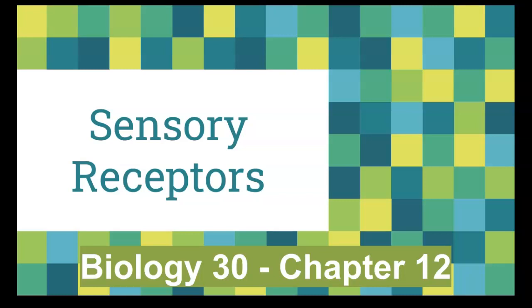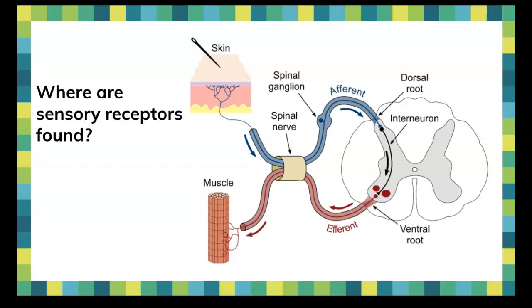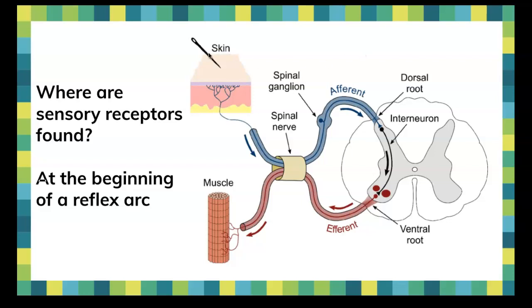So in this video, we're going to be talking about all of the different sensory receptors. I wanted to remind you what a sensory receptor is and where we find it. In chapter 11, we talked about reflex arcs. And remember that a sensory receptor is the very beginning of a reflex arc. So in this example of a reflex arc, the sensory receptors would be in the skin for touch.